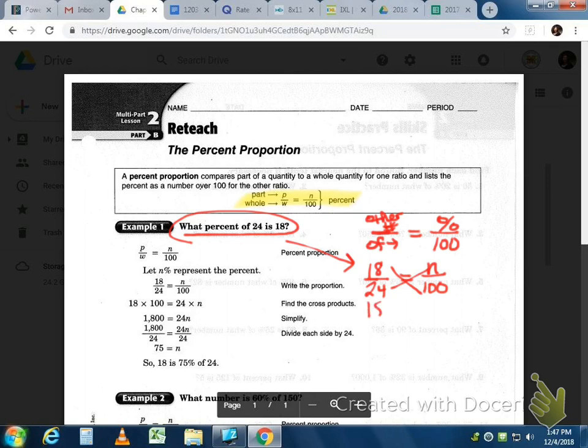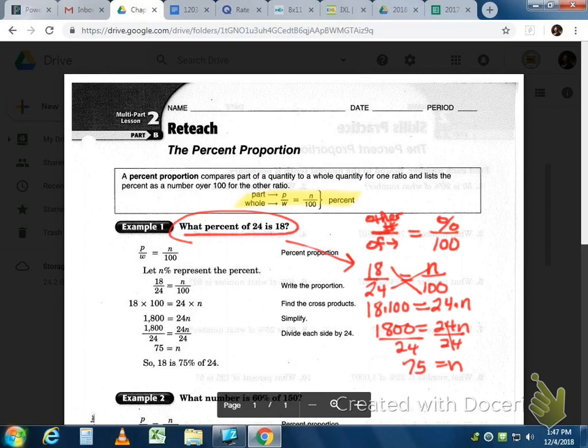Then you're going to write 18 times 100 equals 24 times n. That is exactly what I expect to see on your homework in case there's any question. Exactly this. You may now use a calculator. 1800 equals 24n. What's the last step? Divide both sides by 24. So 1800 divided by 24, and I get 75.